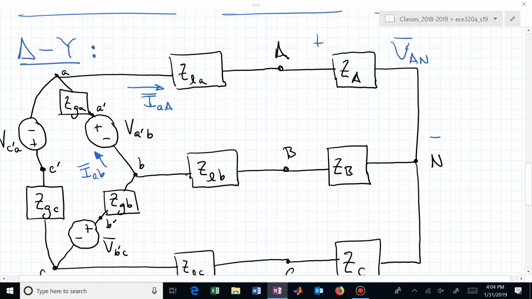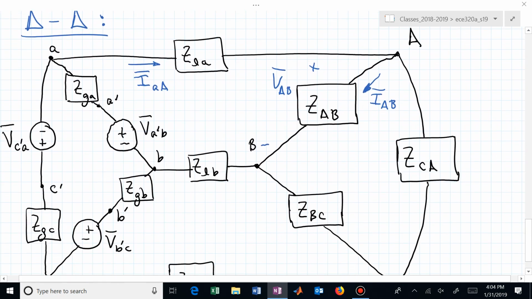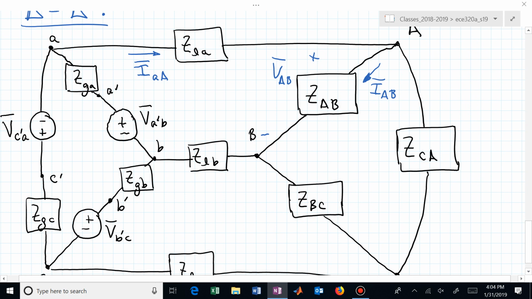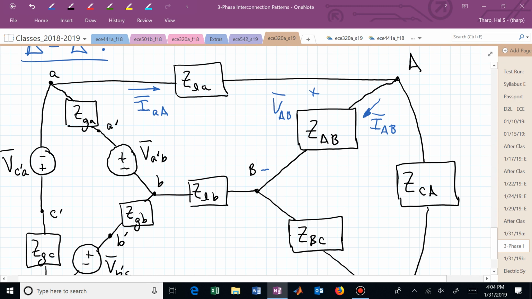Here's the delta Y, and here's the delta delta. And as I said, you can go home and draw these to make them a little bit more ingrained into your thought process. Now what do we want to do? Let's go to a different page.